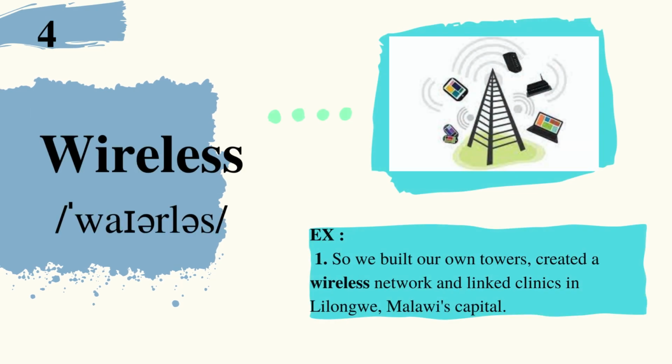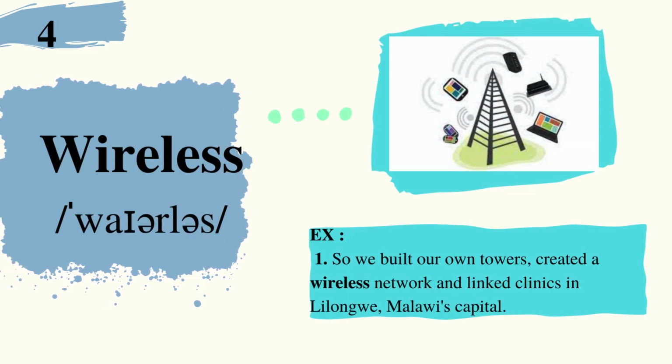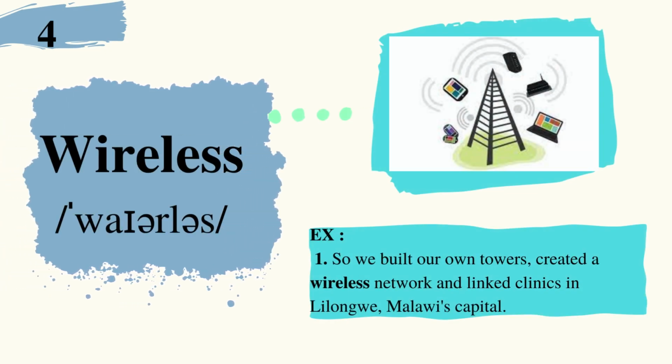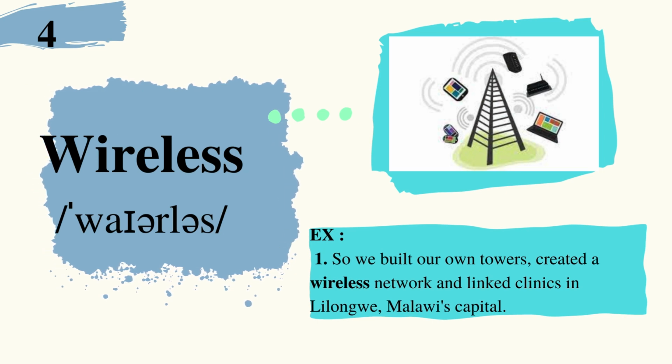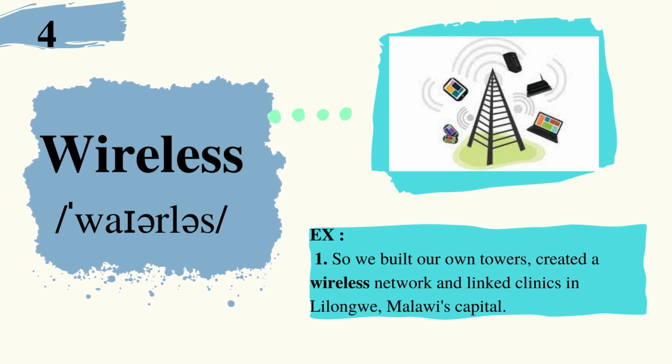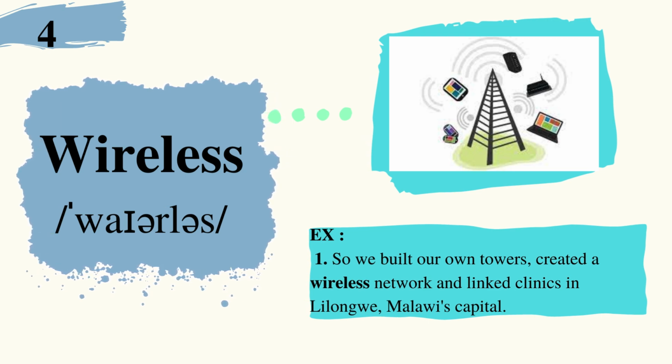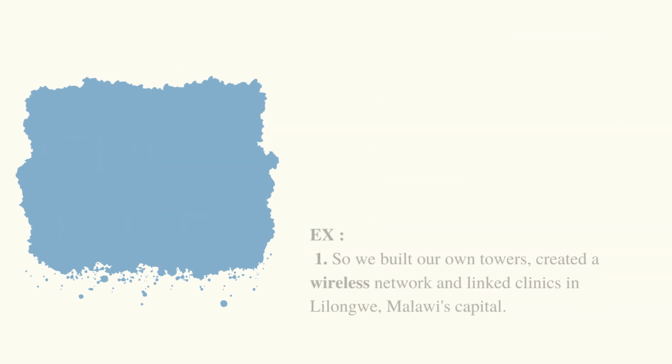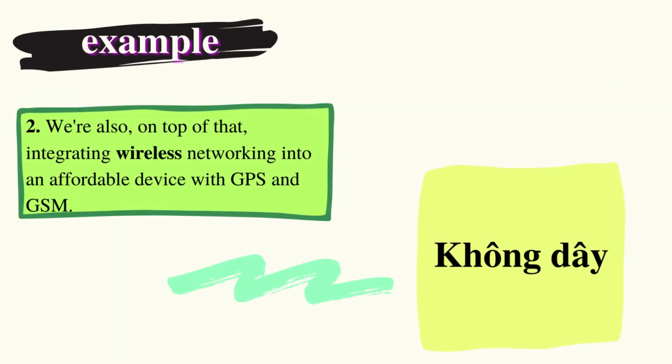4. Wireless. Wireless. Example. So, we built our own towers, created a wireless network, and linked clinics in Lilongwe, Malawi's capital. We're also, on top of that, integrating wireless networking into an affordable device with GPS and GSM.